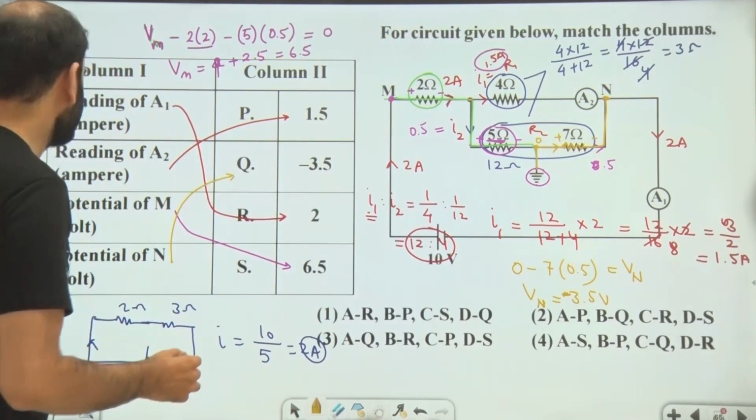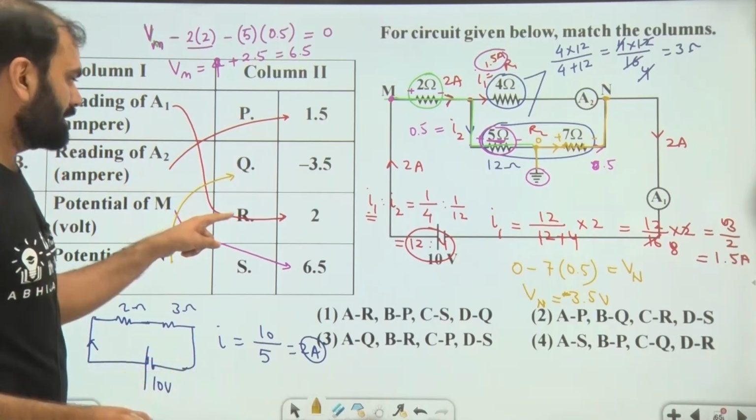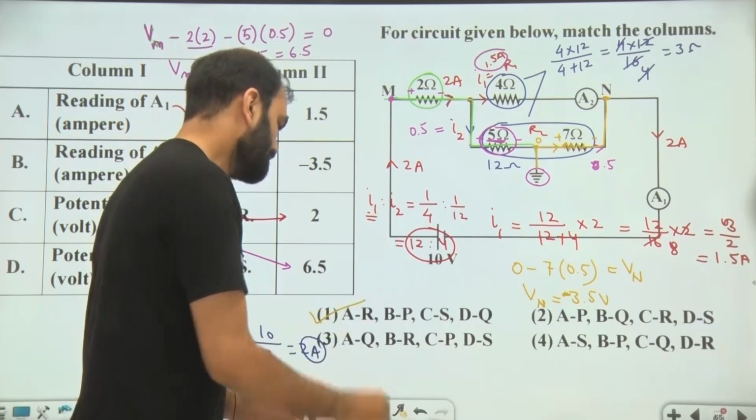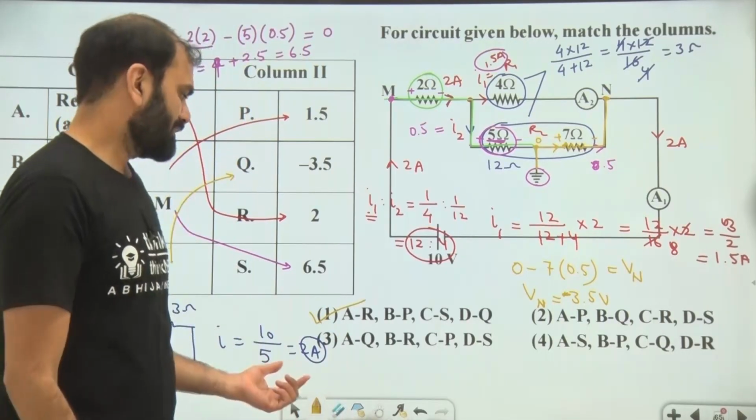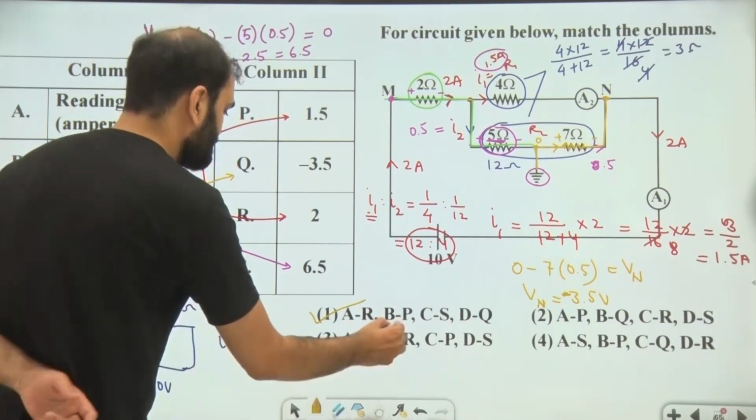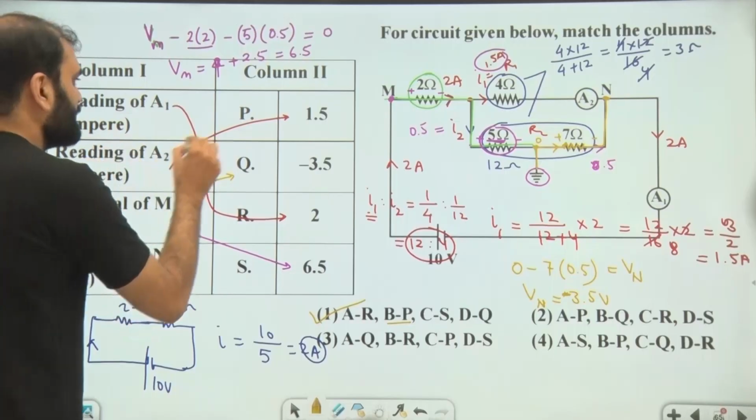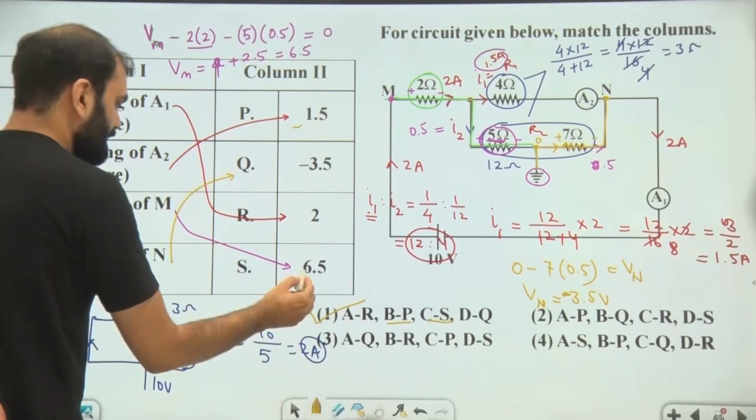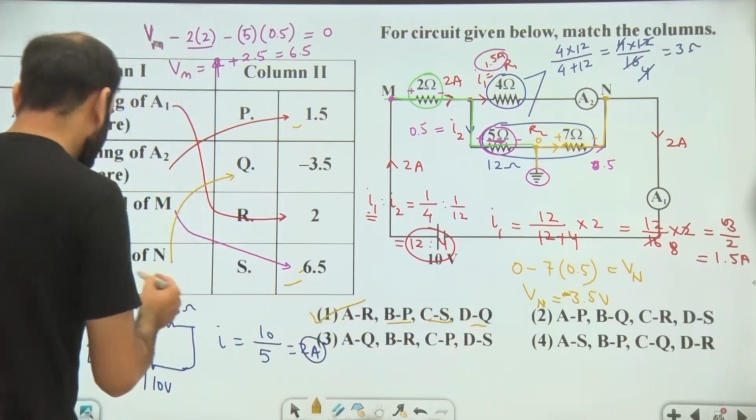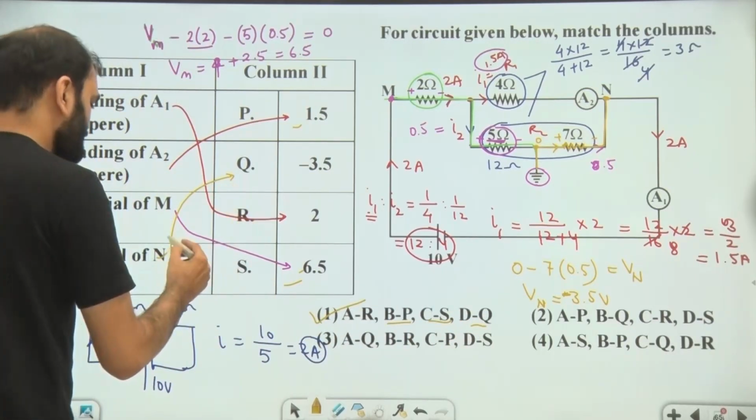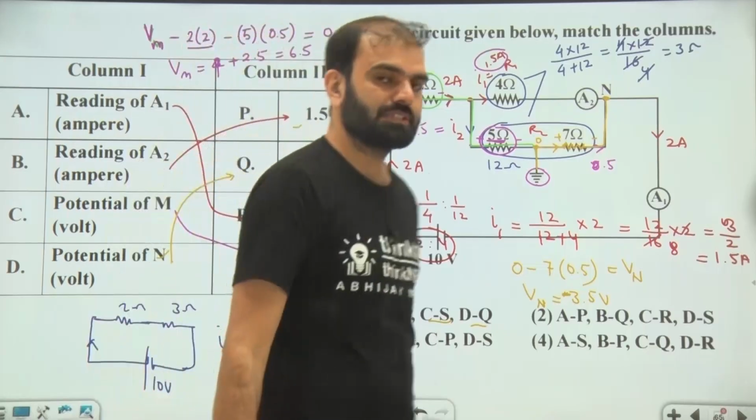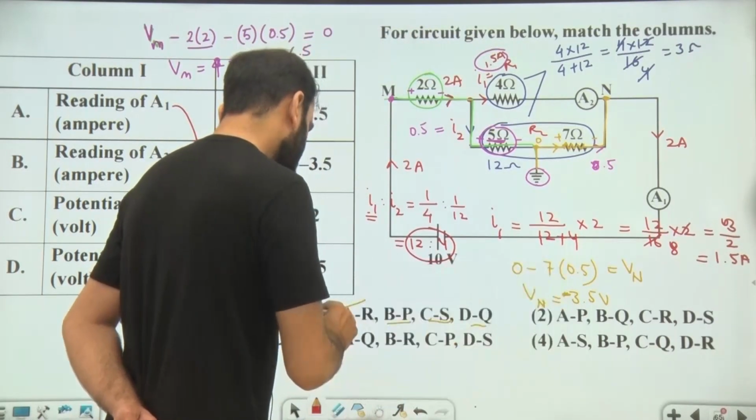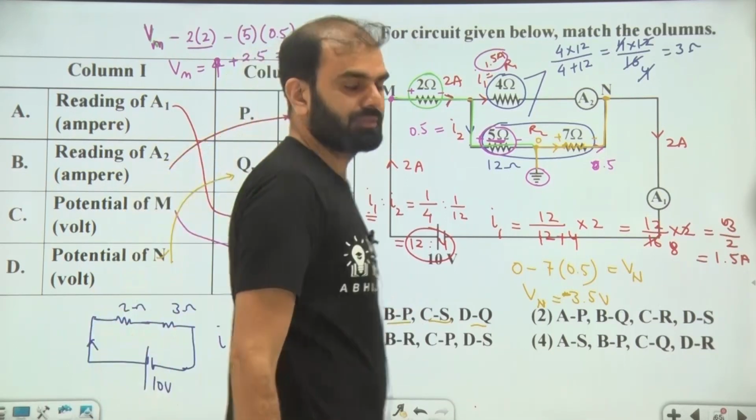Okay, so just match your options. A matches with R. You have only one option there, so option number first will be your correct answer. You can check the rest of the options also. B matches with P, that's correct. C matches with S, that's correct. And D matches with Q, that's also correct. So option number first is the correct answer of this question. Okay, thank you.